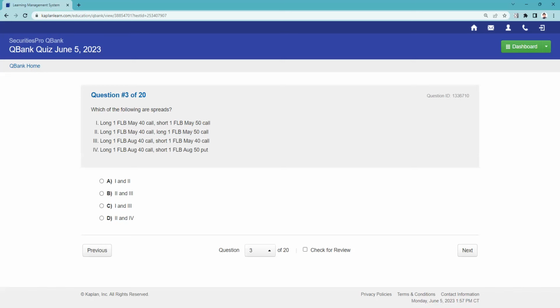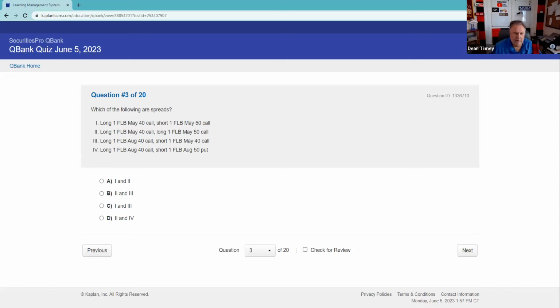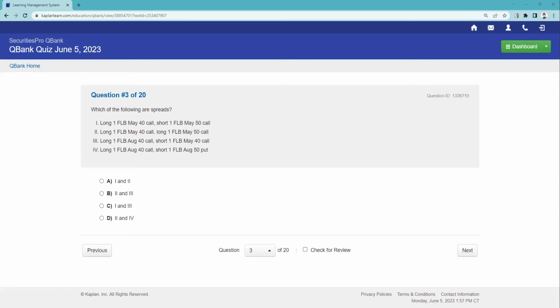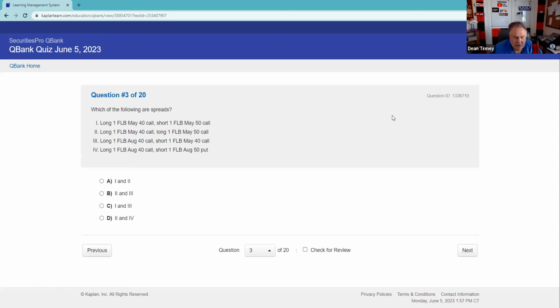Okay, so it's definitely not 4. Let's see. 4 says long in August 40 call and short in August 50 put. I love it. So you are correct, and you're using a trick I call process of elimination, and that would be helpful, by the way. That's not a spread. That is called the same side of the market. But you're right, it's not a spread. So you can eliminate 4. So, okay, you got a 1 in 3 chance now.